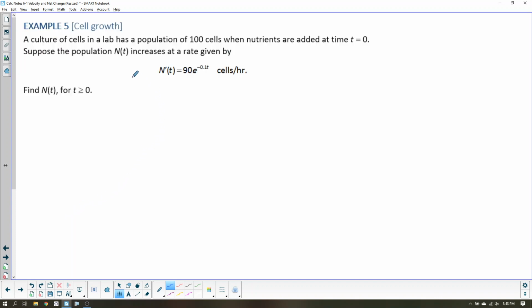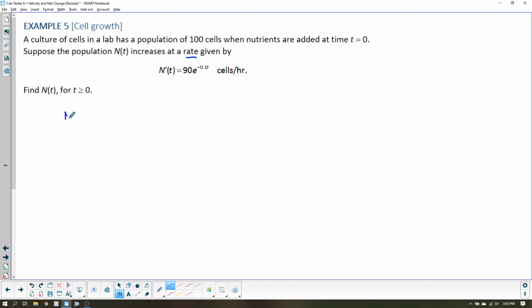Okay, so let's try an example from biology. Suppose we have a culture of cells in a lab. It has a population of 100 cells at time t equals 0. And then suppose that the population increases at a rate given by this function. Notice it's increasing at a rate, meaning that this is the derivative of the actual population. Okay, so they want us to find N of t.